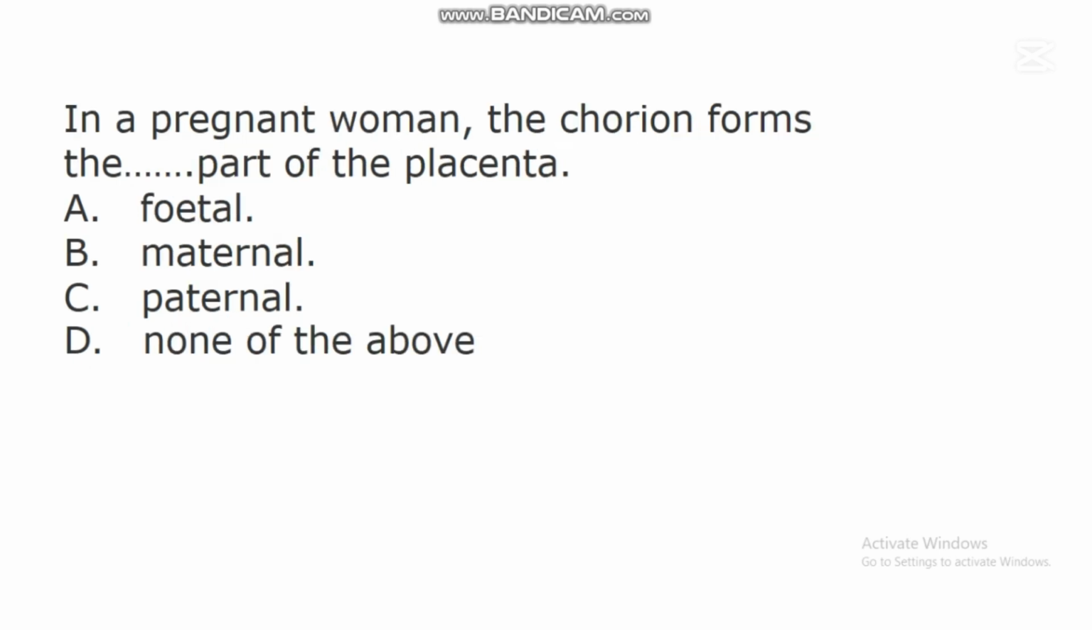The next question says, in a pregnant woman, the chorion forms the dash part of the placenta. A. The foetal part. B. Maternal part. C. Paternal part. D. None of the above. In this question, the correct answer is A. Foetal part. Studies have shown that the chorion forms the foetal part of the placenta in a woman.